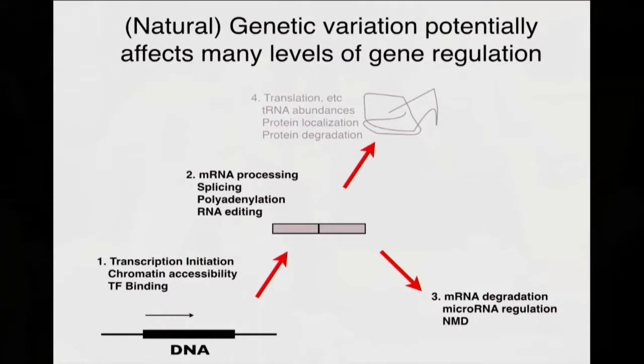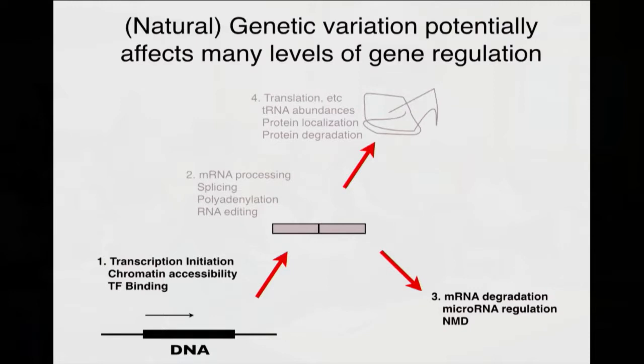And so what can we look at with this type of data? We have 75 cell lines, and we've done RNA sequencing on each of these cell lines. We can't look at anything regarding protein, obviously. We can look at overall gene expression, which is a balance between transcription initiation and mRNA degradation. And we can look at things relating to mRNA processing, like splicing and polyadenylation. I'll tell you a bit about each of these.